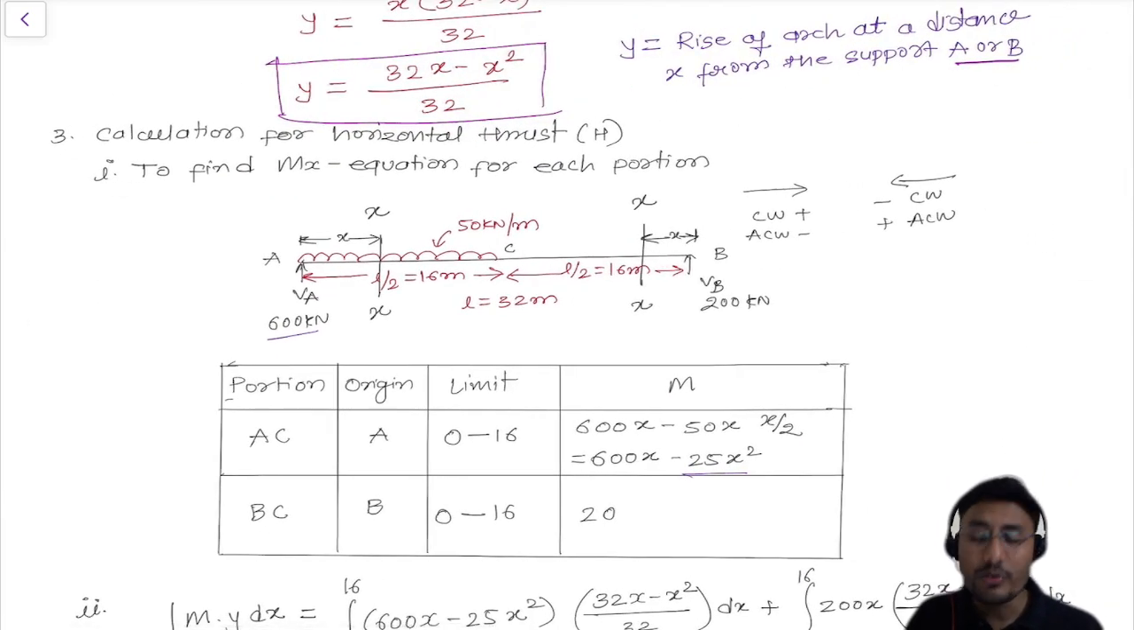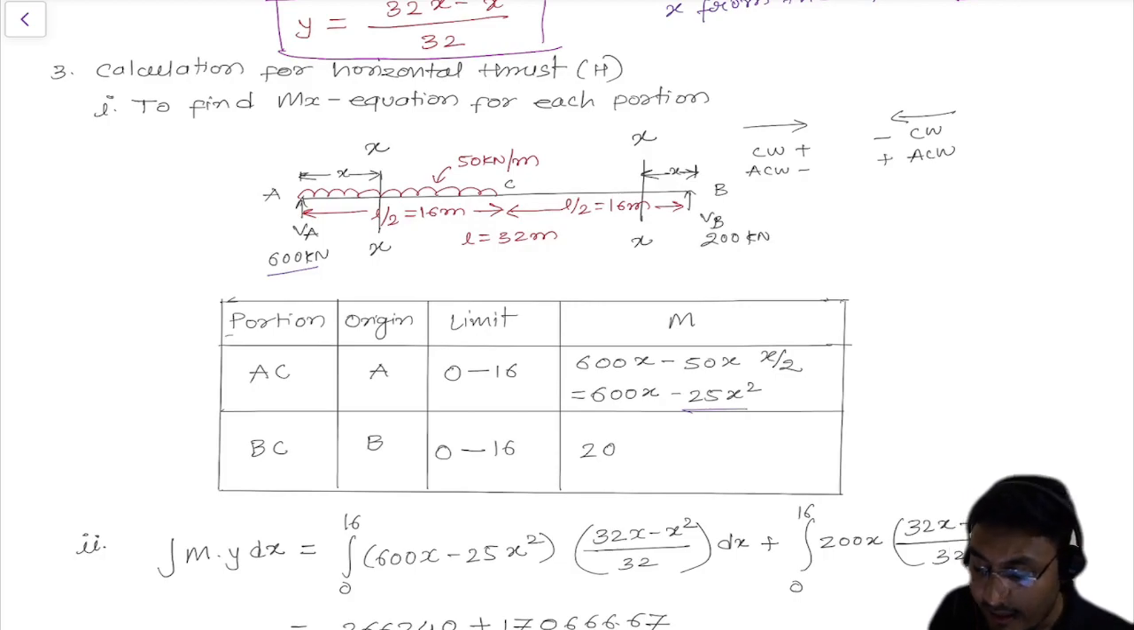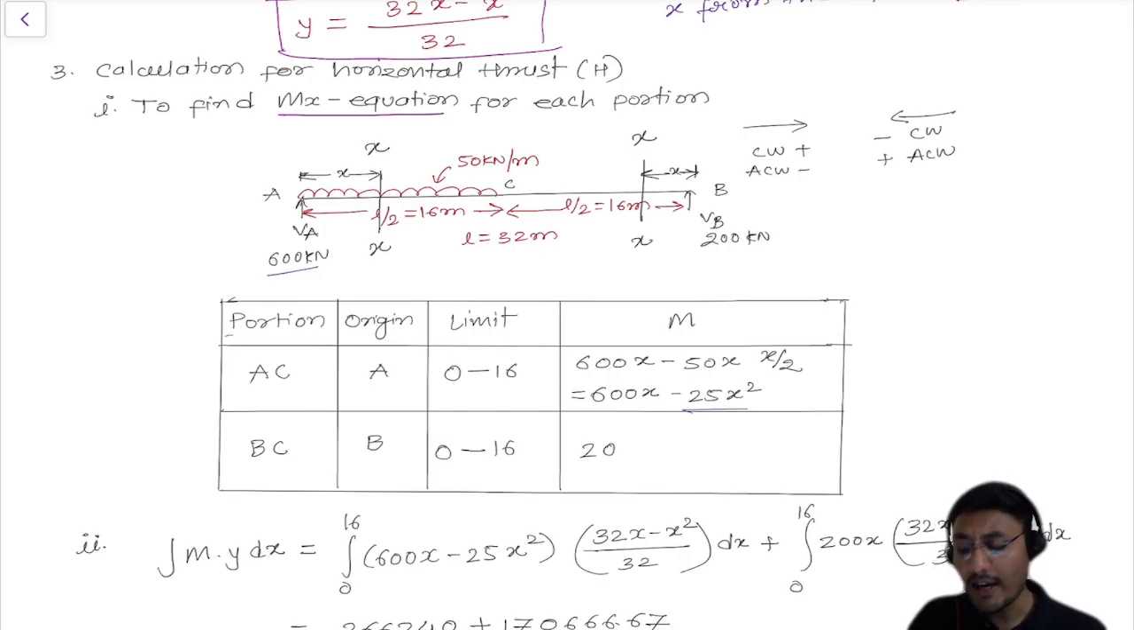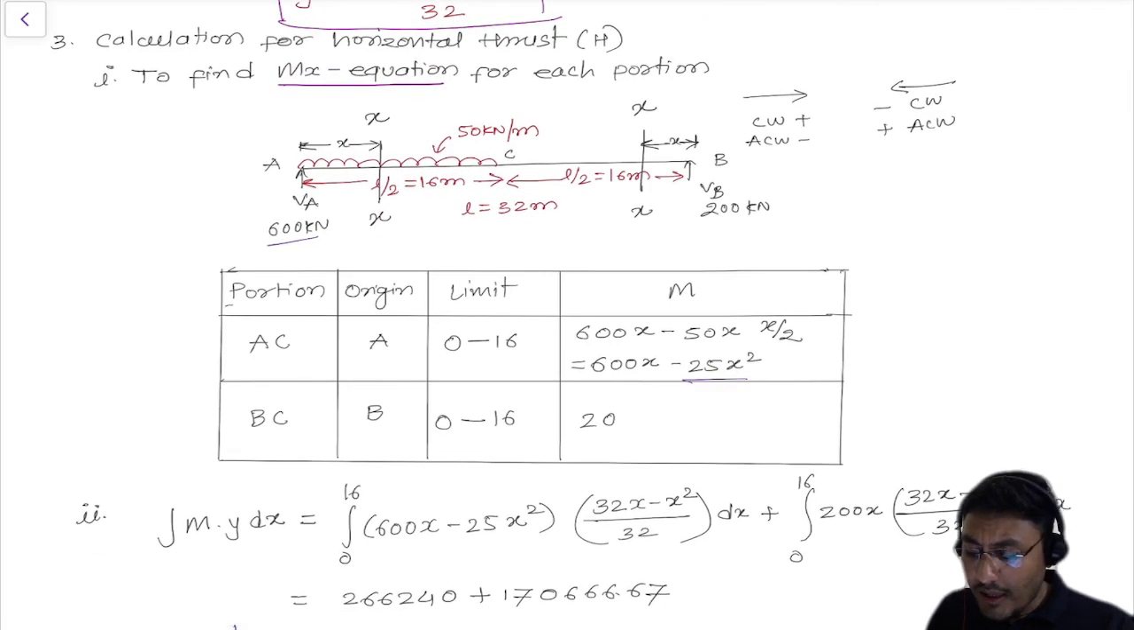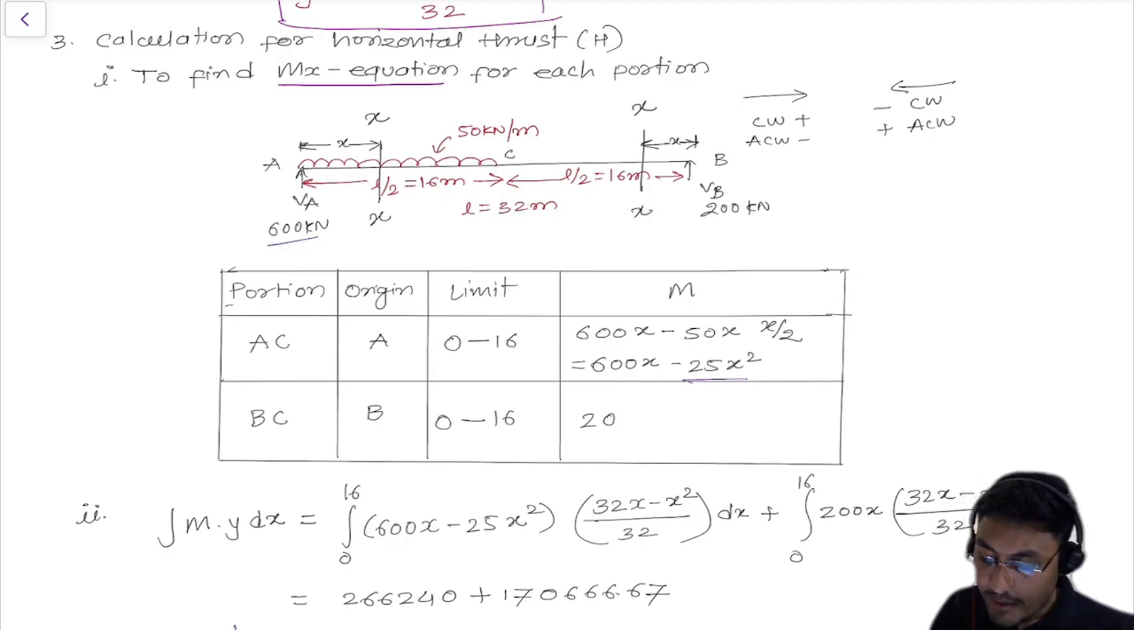Now we need to calculate the horizontal thrust. How will we do that? For that, first of all, we need to find the moment equation, which is the Mx equation we always say. To calculate the Mx equation, guys, we need to draw this beam diagram once again with this table, right? So there are two spans in the beam. Let me just draw. One is A to C, and another one is C to B. Now we have the two spans.